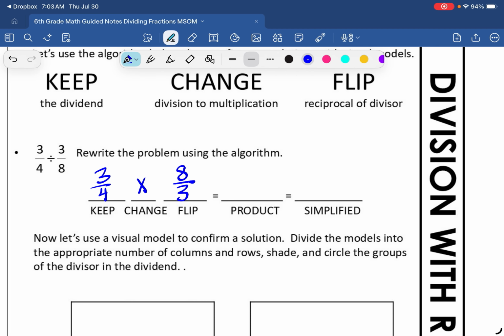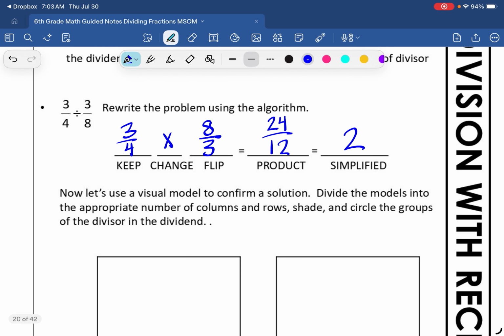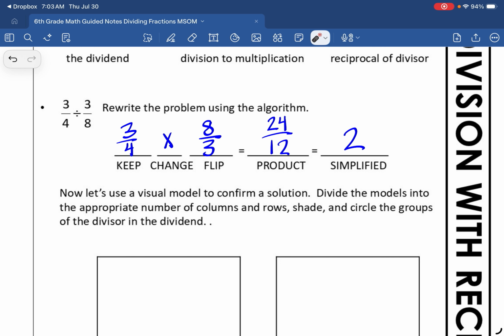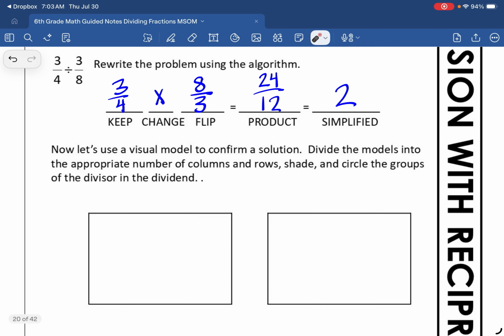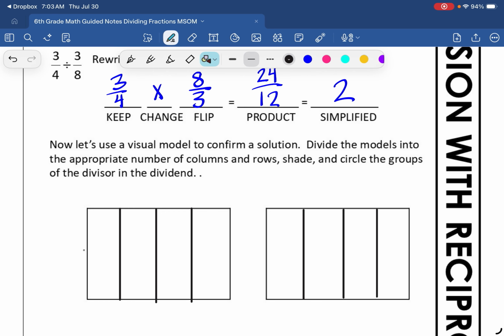Now we multiply. Remember, with fractions, you multiply across. 3 times 8 is 24. 4 times 3 is 12. 24 divided by 12 equals 2. Let's use the visual model to confirm our solution. So we are going to divide up this model into 4ths and into 8ths. Again, it doesn't matter which direction you go. I'm going to divide the model vertically into 4ths, and then horizontally into 8ths.